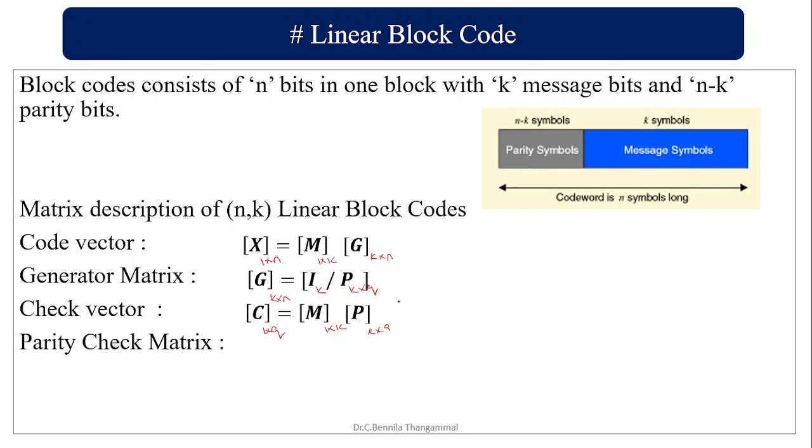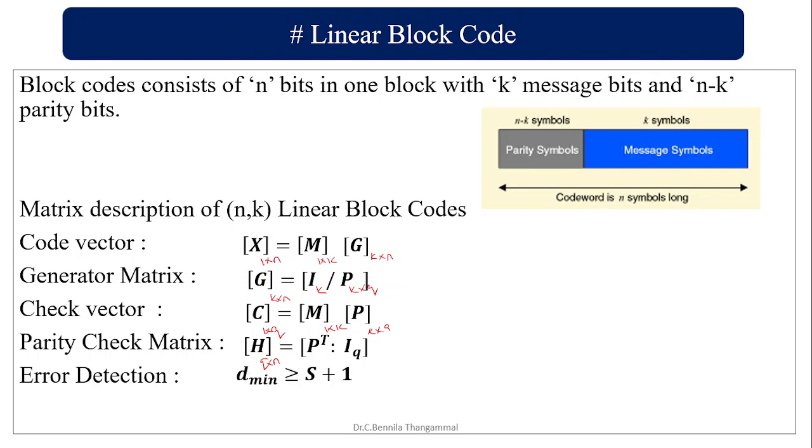Next is the parity check matrix. The parity check matrix is given by H is equal to [P transpose | I_q]. So the transpose of the submatrix and then I_q, and the parity check matrix is going to be q cross n.